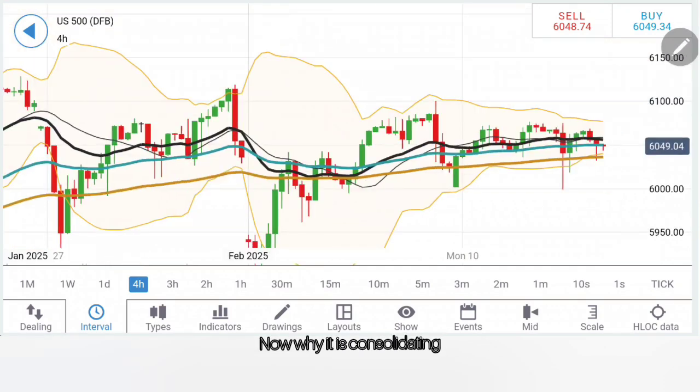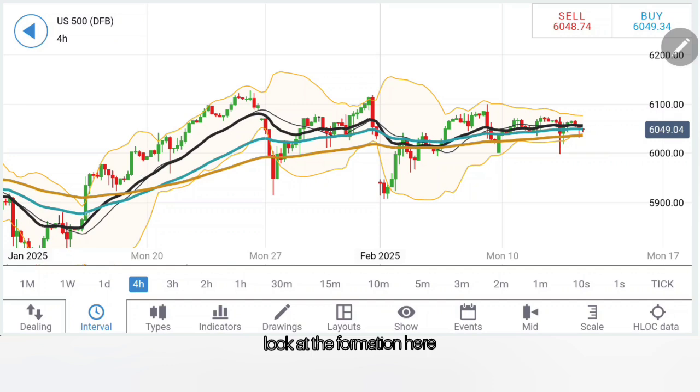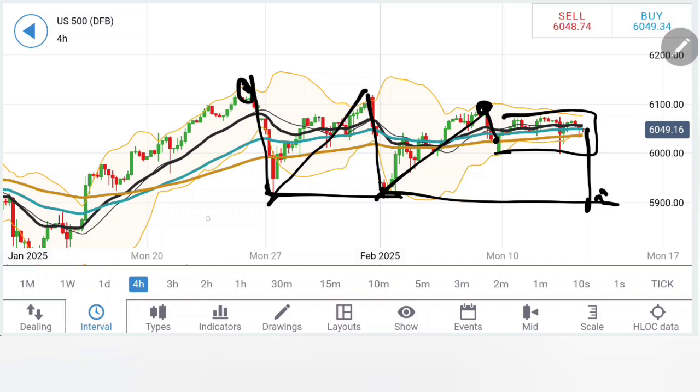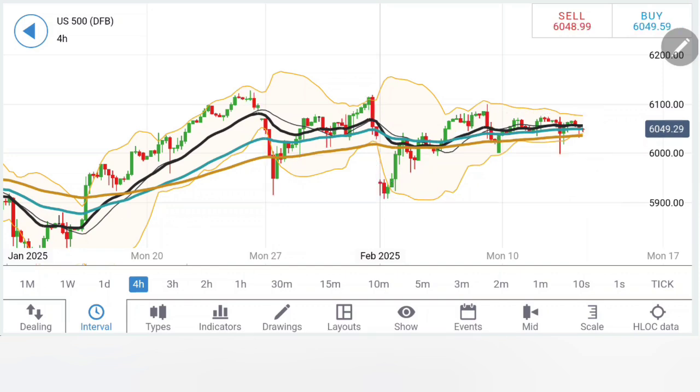Now why it is consolidating, what we are looking at, look at the formation here. See the reversal sign, one bigger drop, then the retracement, lower highs, then a drop towards 5900, then a retracement all the way, lower highs. Now after the drop, it is consolidating. Where is the bottom of this? The bottom of this is towards 5900, 5890, 5880 levels. Right now it is very much in the zone. It has to come out of this.